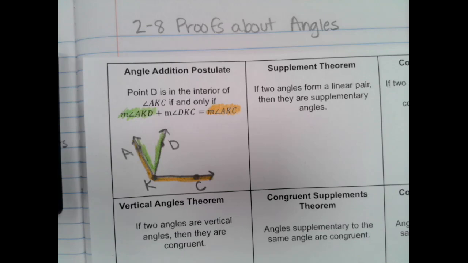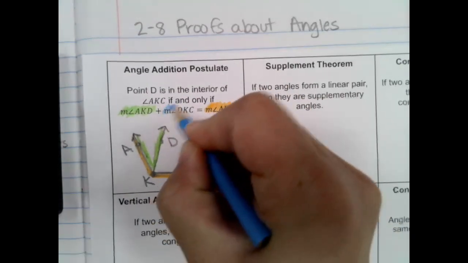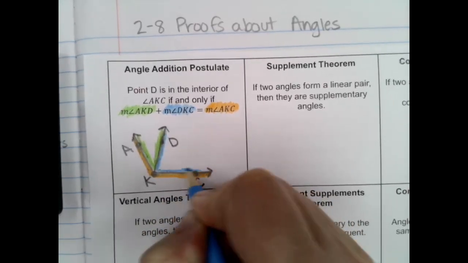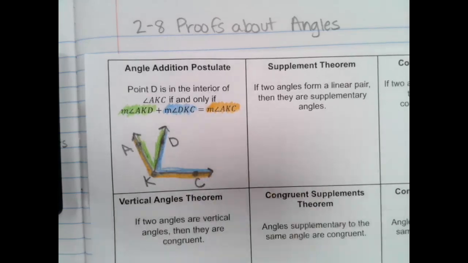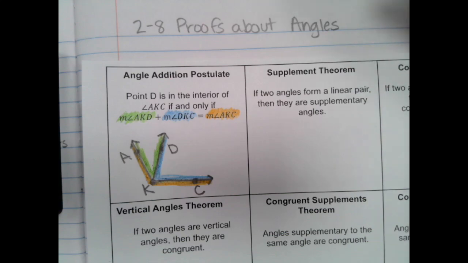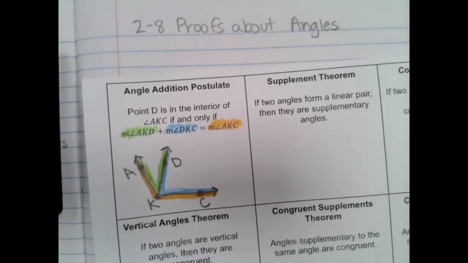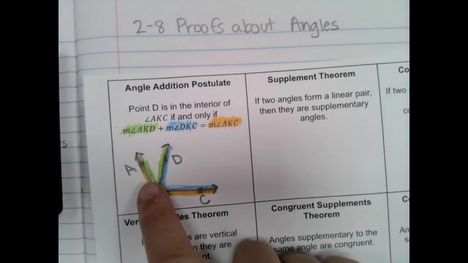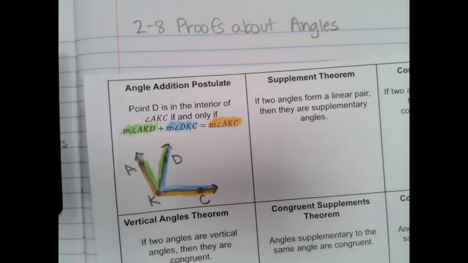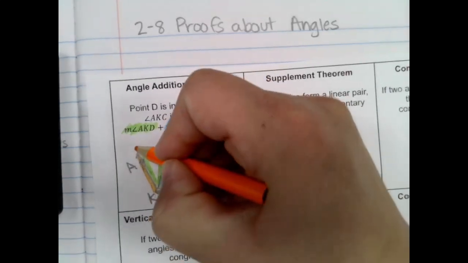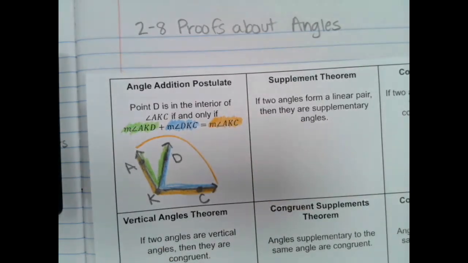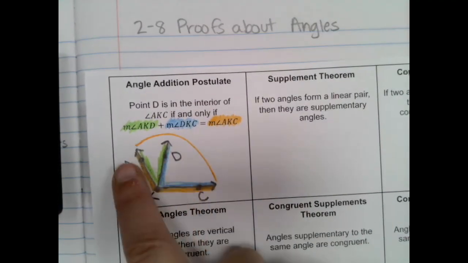And then I add it with DKC. This other angle here. Okay, and what it's just telling me is if I do the green amount and then I add onto it that blue amount, how much have I totally gone? I've gone all the way from A all the way over to C. So together that green and blue is going to make that orange that whole way.